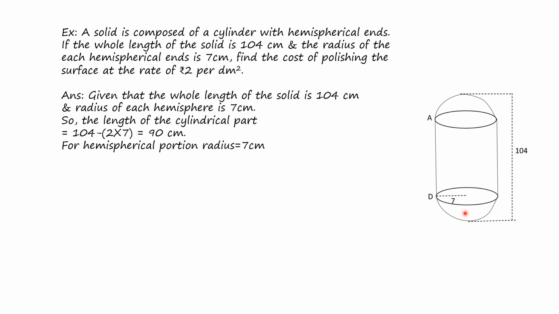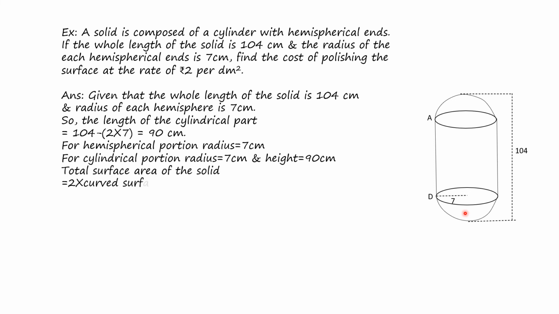So for the hemispherical portion, radius is 7 cm. For the cylindrical portion, radius is 7 cm and height is 90 cm. Your total surface area of the solid is 2 into curved surface area of the hemisphere plus curved surface area of the cylindrical part. 2 into curved surface area of the hemisphere, because this is one hemisphere, this is another hemisphere. So curved surface area of one hemisphere into 2, plus total curved surface area of this middle cylindrical part.